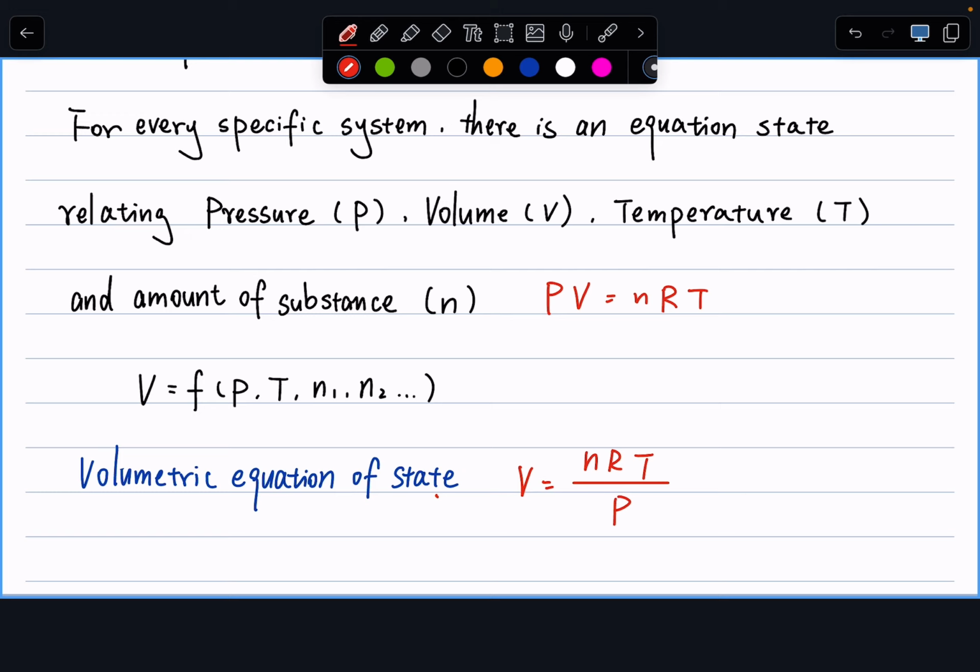These equations of state, like our ideal gas law, are determined experimentally. We cannot derive them; they are measured experimentally. Our ideal gas law, Boyle's law, and Charles's law are all measured experimentally. So these are experimentally derived equations that tell you about the relationship between your macroscopic properties.